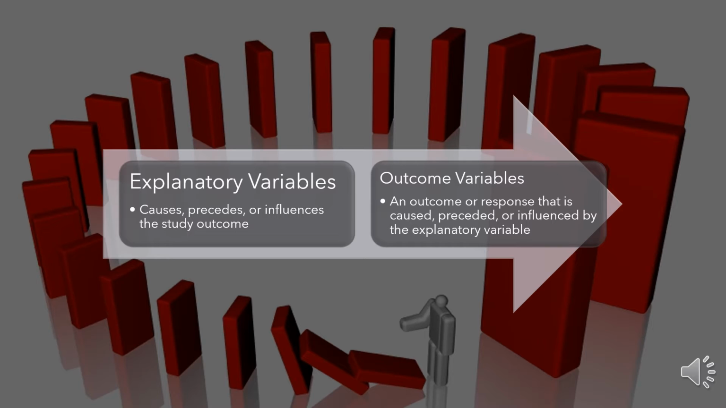Any change or difference observed in the outcome variable of a study is thought to be explained by the explanatory variable. An explanatory variable can be anything that might affect the response variable. In some studies, there's only one explanatory variable, and in other studies, there may be multiple explanatory variables.